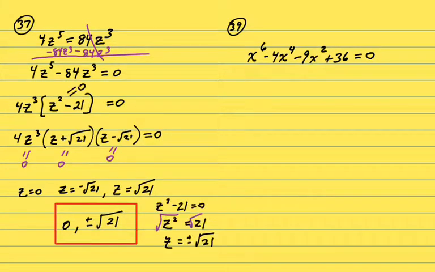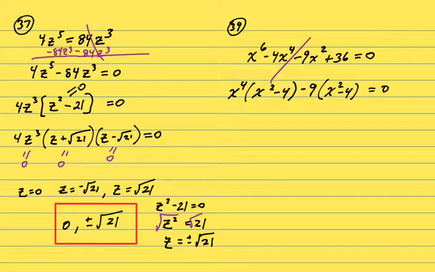39, how many terms are there? 4. So you might think about splitting it. What can I take out of the first two? I can take out an x to the 4th. That leaves me with x squared minus 4. On the right, I think I can take a negative 9 out. That also leaves me with x squared minus 4. Again, when you distribute, you get x to the 6th minus 4x to the 4th minus 9x squared plus 36. So it is equivalent.